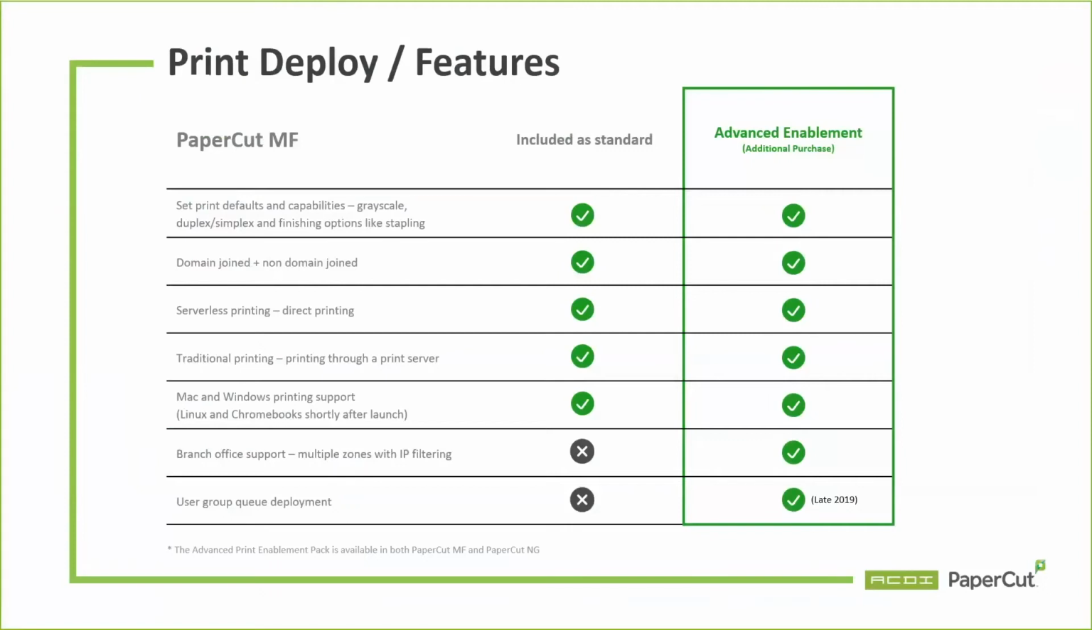Here's the details. The standard Print Deploy is built into PaperCut NG and PaperCut MF at no additional cost. I mean, how cool is that? So what does the Advanced Enablement Pack get you? Pure and simple, zones. Coming soon will be user group queue deployment. I pointed that out. You'll be able to specify an Active Directory group as part of the zone. It's not there yet, but you should see this by the end of the year with the Advanced Enablement Pack. Now, you don't have to worry about how many zones, how many users, how many printers, how many print queues, anything like that. This is just a one-time charge, and it opens up the extra capability of Print Deploy.